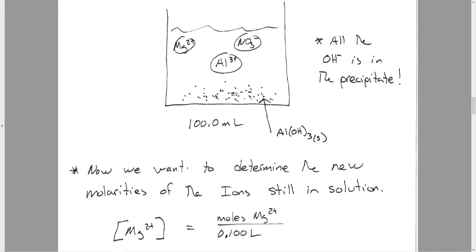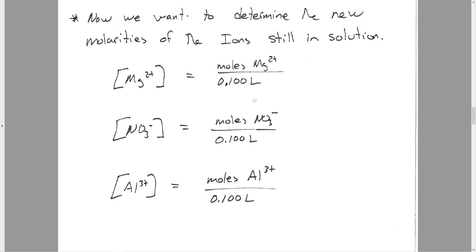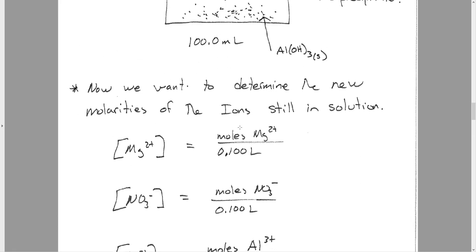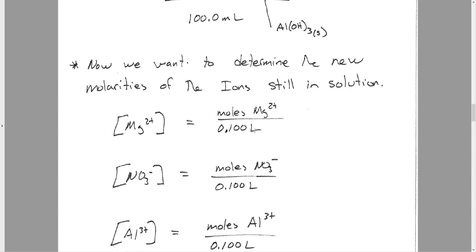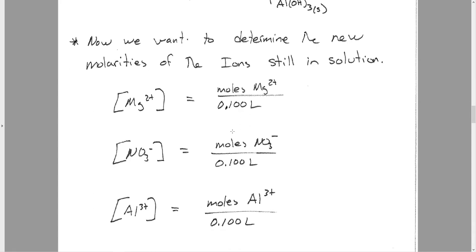Okay, and to calculate molarity, it's just moles over liters, right? So we know the volume in liters. 100 milliliters is 0.100 liters. All right, so we have the volume, and the volume is the same for each of those ions. So the question is, what moles do we have? We need moles of magnesium, and if we divide by liters, that'll give us the molarity of magnesium.